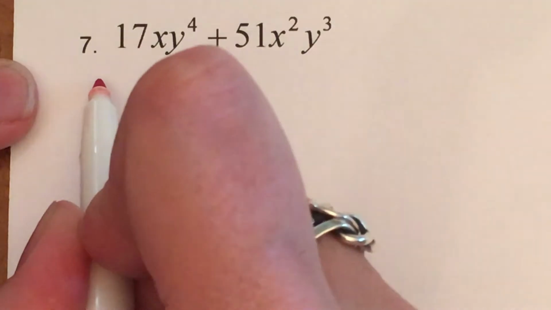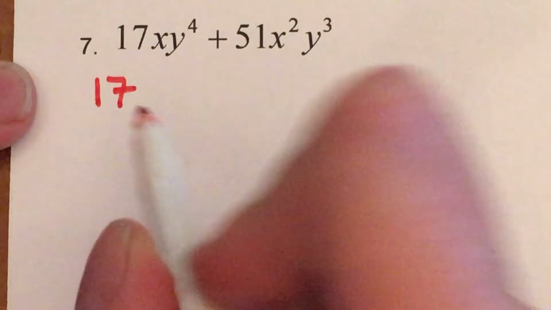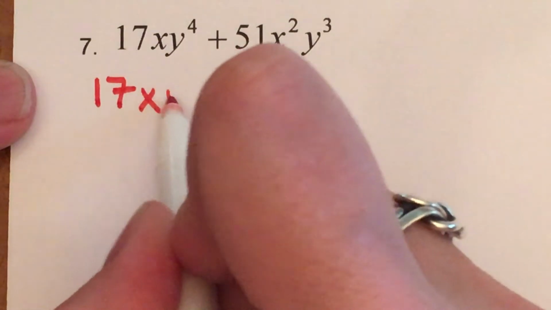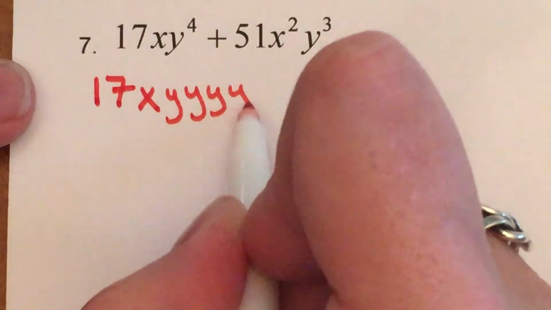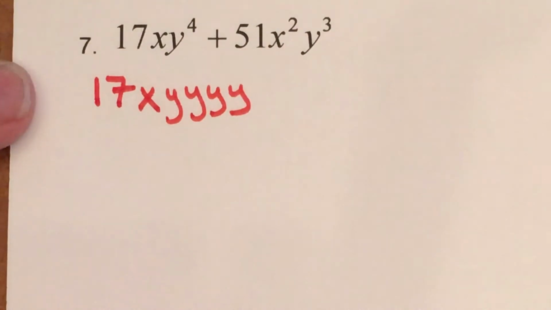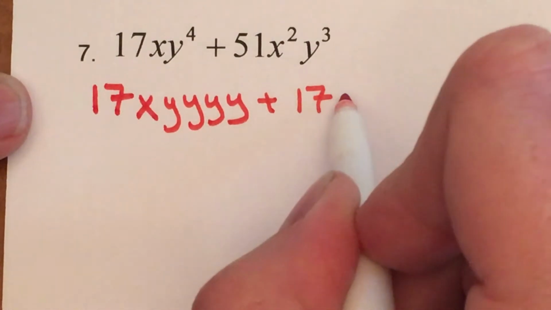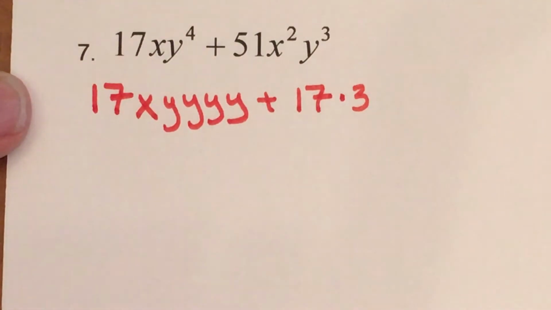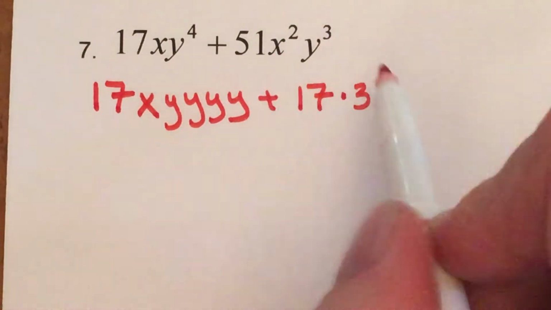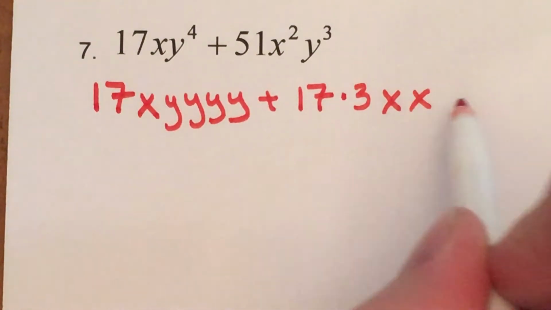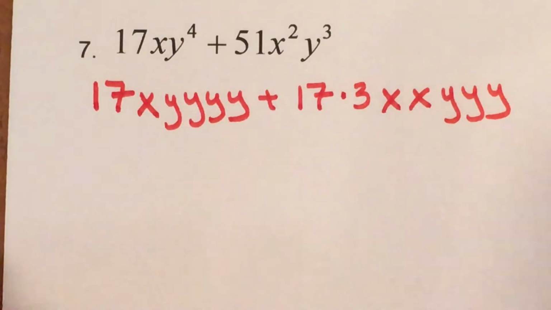So I've got a 17. Let's draw this out. Let's expand it. I have an x and I have 1, 2, 3, 4 y's. Now this 51 we said really is 17 times 3. We found that in the calculator. I have a couple of x's and I have 3 y's. And I wrote it expanded like this so that you could see why I'm doing what I'm doing.